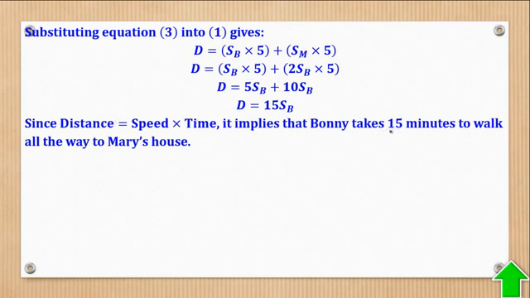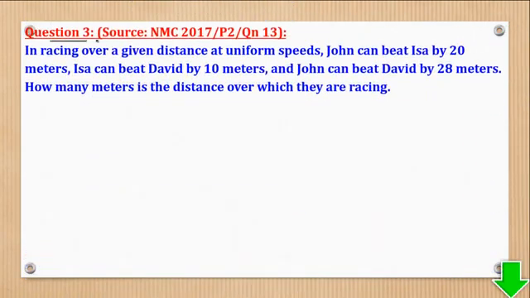It was a little tricky, actually very tricky. Then question 3 came from the National Math Contest of 2017, paper 2, question 13. And it says, in racing over a given distance at uniform speeds, John can beat Issa by 20 meters. Issa can beat David by 10 meters. And John can beat David by 28 meters. How many meters is the distance over which they are racing?